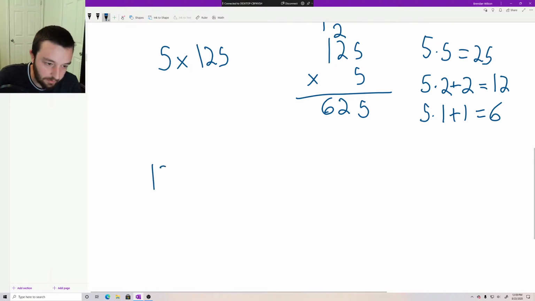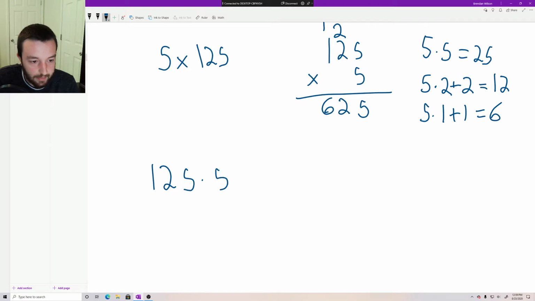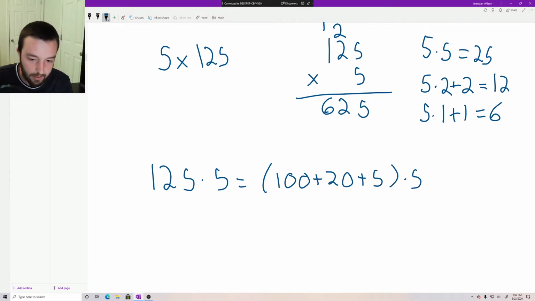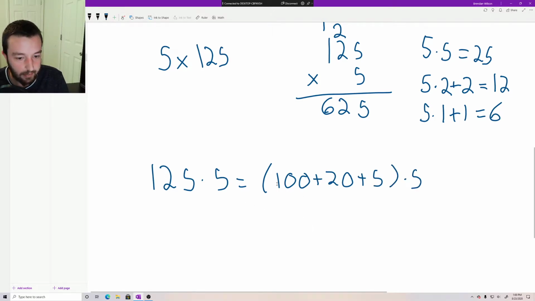When we're doing 125 times 5, we're using what's called the distributive property, which we'll take a closer look at later on. But essentially what that means is, remember 125, we can break that into the hundreds, tens, and ones place. So we get 100 plus 20 plus 5. Okay. So 125 and the 100 plus 20 plus 5, same thing, right? We're just breaking it up into its places.